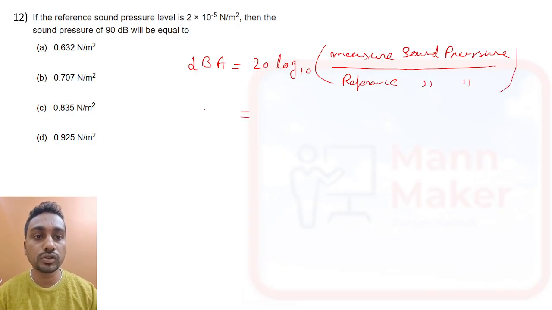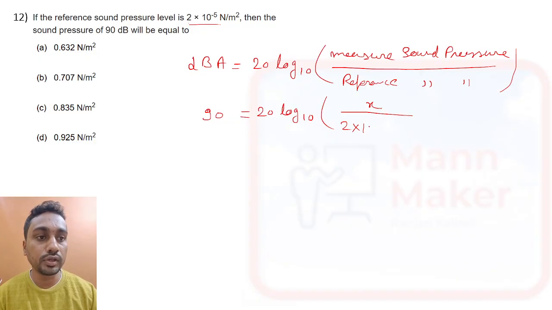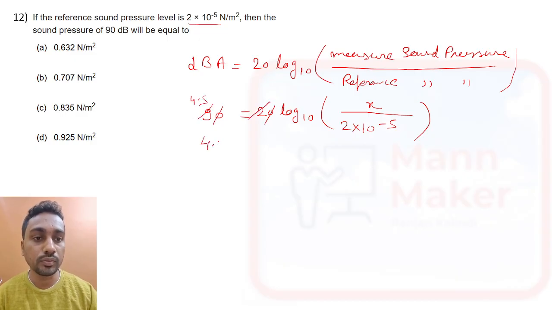So from this question we know the value of dBA is 90 dB, and this is what? 20 log 10, and measured sound pressure that we need to calculate, so we can consider it is X, and reference sound pressure we have 2 into 10 to the power minus 5. Okay, so now just calculate this thing. This we can write 4.5. So this is 4.5 equal to log 10 x divided by 2 into 10 to the power minus 5.